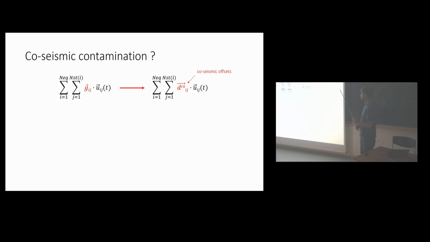So what about co-seismic contamination? One quick test that we can do is, if you think about it, if that signal comes from leakage from the co-seismic offset, well, we can replace the Green's functions directly by the co-seismic offset. And if the signal leaks from the co-seismic offset, then here it should become a lot more obvious, right? Because you're just correlating something which is already correlated.